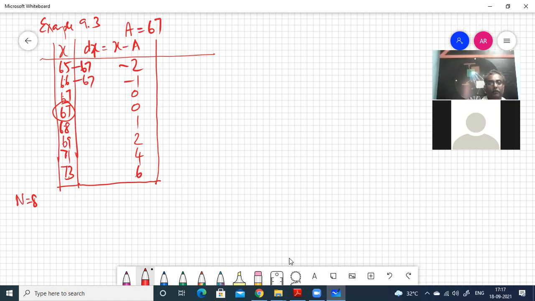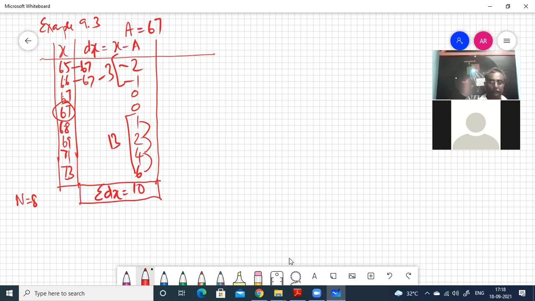Now what you have to find? Sigma d of x you have to find. 6 plus 4 is 10. 10 plus 2 is 12, 13. This is 13. Then the minus is minus 3. 13 minus 3 is 10. So very simple. Sigma d of x is 10.